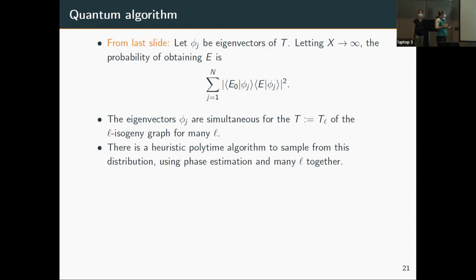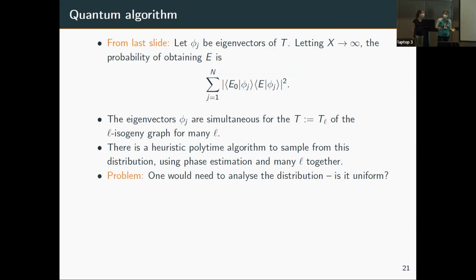What's special about the situation with these Brandt matrices is that the eigenvectors are simultaneous for lots of different T's, for different l's. So as you look at the L1 isogeny graph, the L2 isogeny graph, and so on, you still have the same eigenvectors. And that allows you to generate an algorithm which will actually sample from this distribution, and it uses phase estimation.